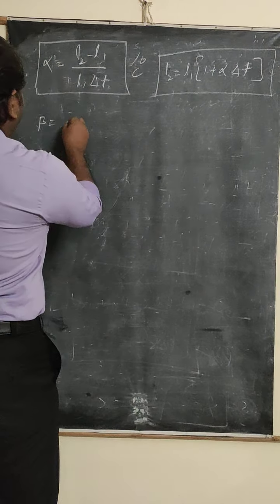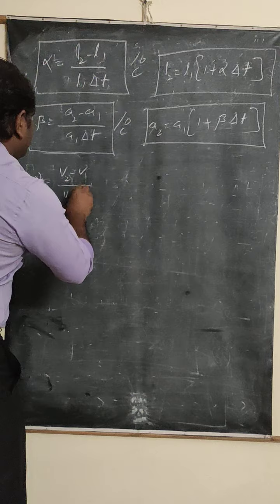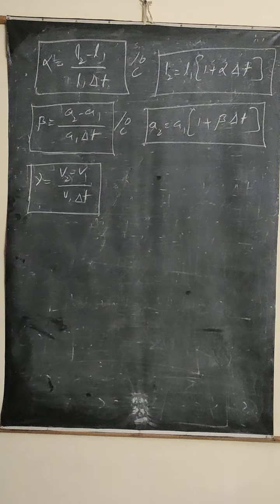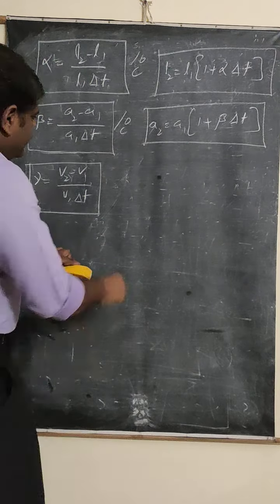After that, we are going to find out the volume coefficient of expansion. Gamma is equal to V2 minus V1 by V1 into delta T. This is the volume coefficient of expansion. The units are per degree Celsius. Definitions you can define in the same way easily.